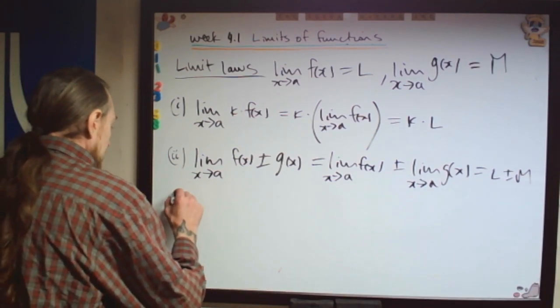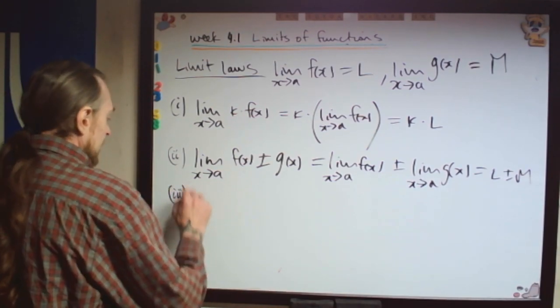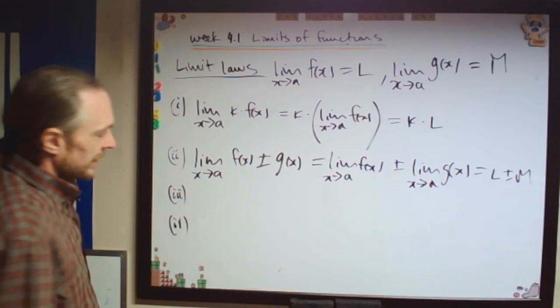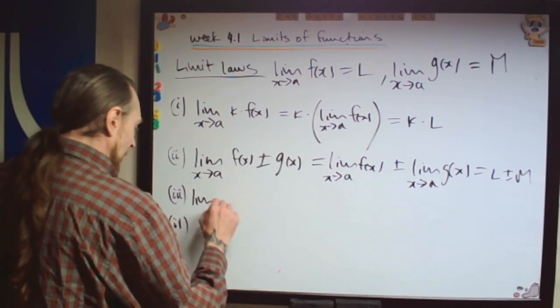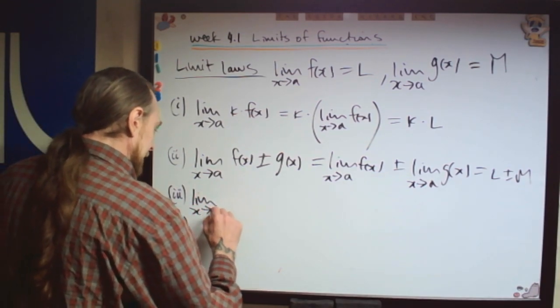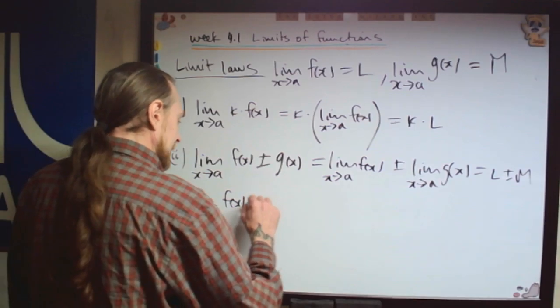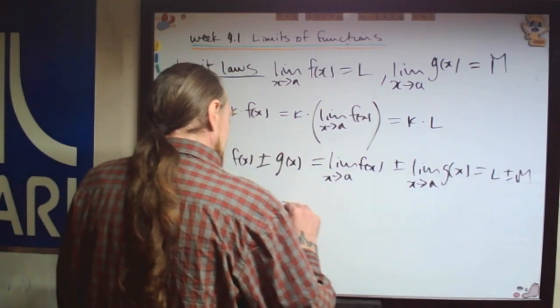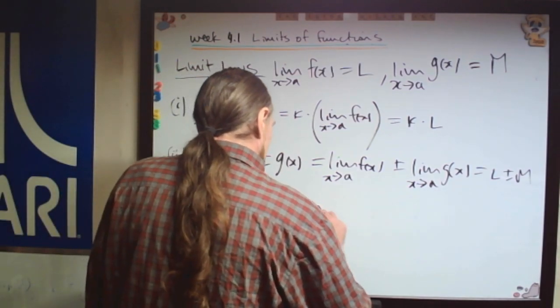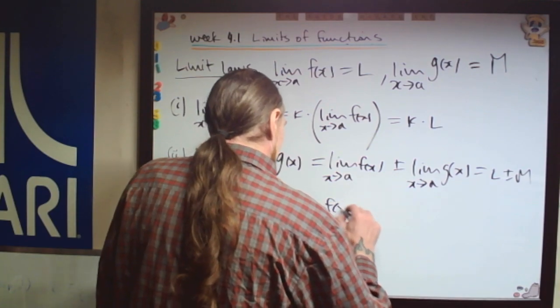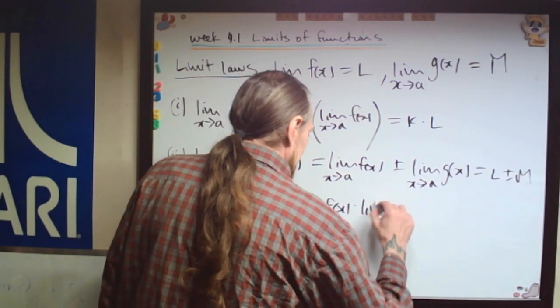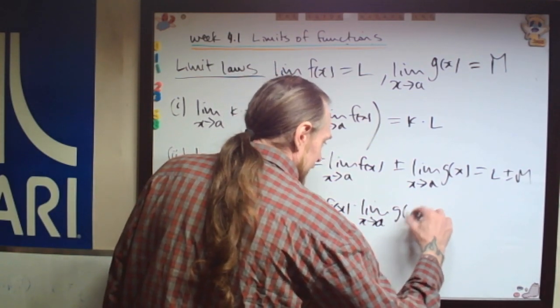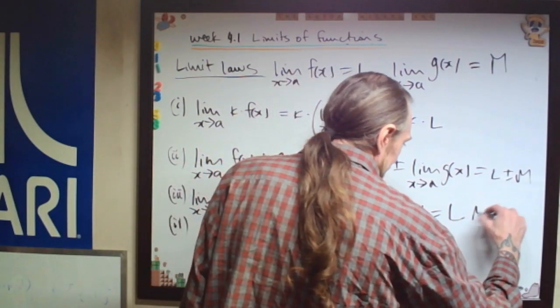And then you can also do 3, and 4, you can do division, etc. So the limit of a product is the product of the limits. The limit as x approaches a of f of x times g of x is the limit as x approaches a of f of x times the limit as x approaches a of g of x, which will be L times m.